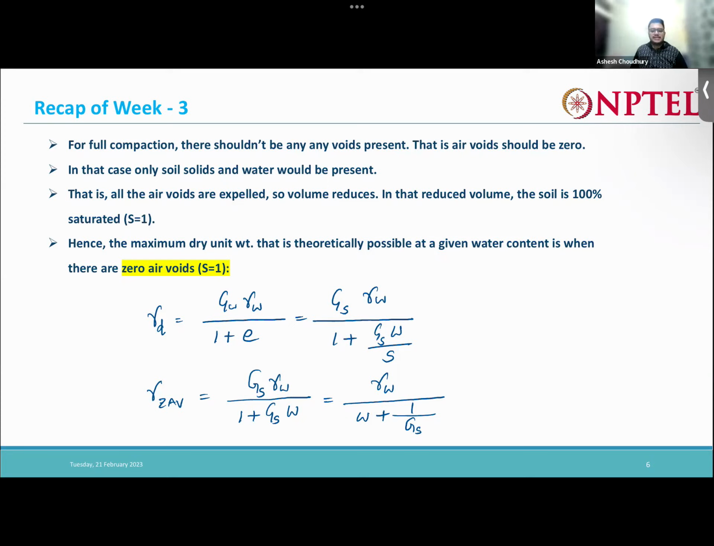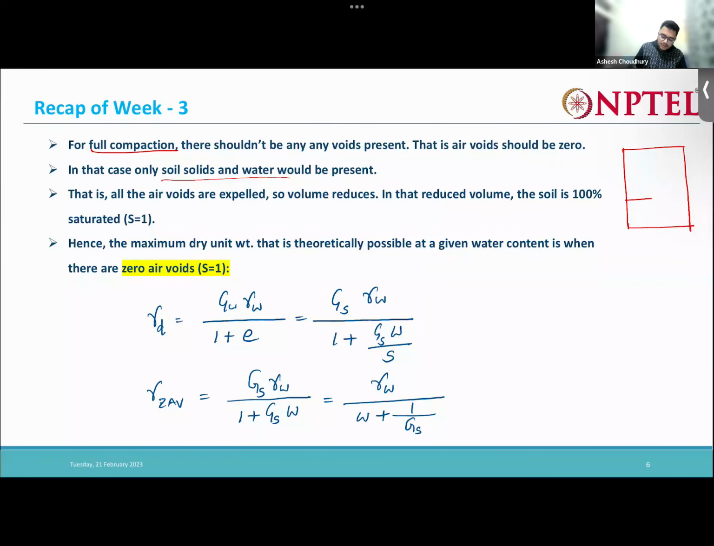But practically, is this possible? No, sir, it's not possible, right? Practically, this won't be possible. It's not possible that we will be able to eliminate that. No experimental procedure is so potent that it can eliminate 100% of the air voids. In the case where you are able to eliminate all the voids, only soil solids and water would be present. Let us see here.